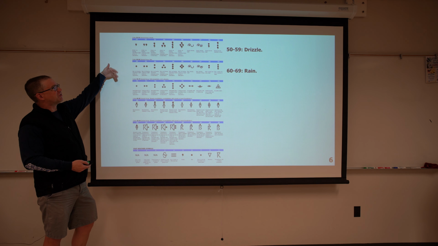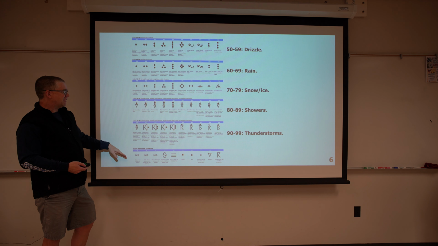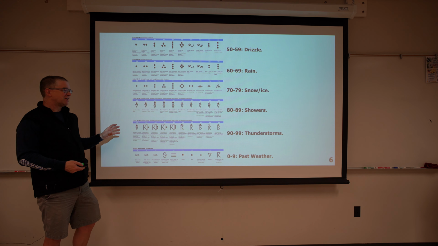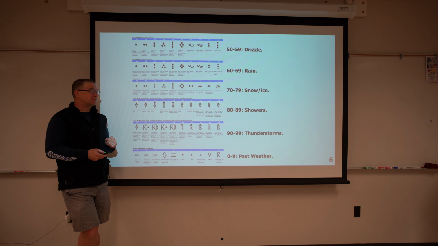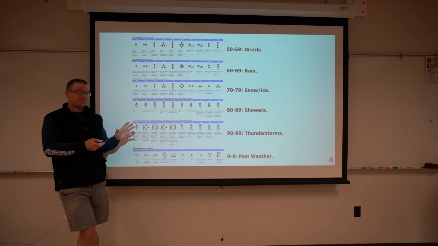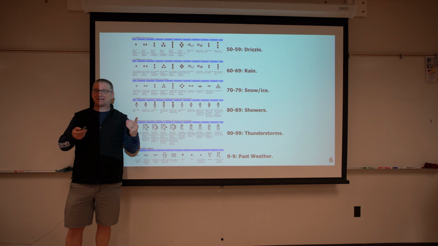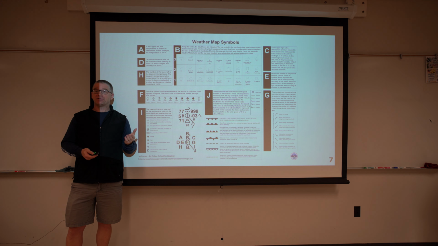You've got your drizzle, your rain, your snow and ice, your showers, your thunderstorms, and then a different set of symbols for your past weather. So past weather only has 10 symbols. We try to simplify that a bit. So a lot of symbols, but like I said, if you learn the general trends, I think it does make it a bit easier when you're trying to learn these.